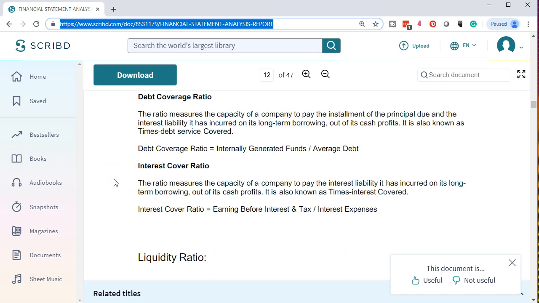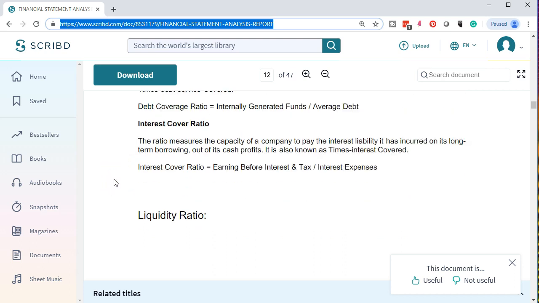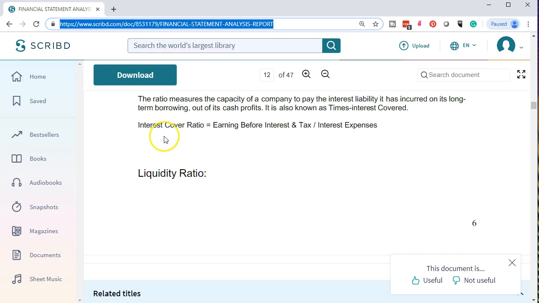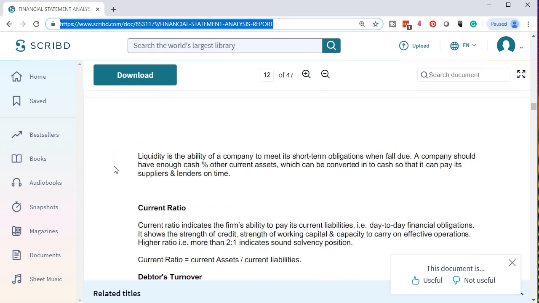Here's the formula. The interest covered ratio. The ratio measures the capacity of a company to pay the interest liability it has incurred on its long-term borrowing out of its cash profits, also called the times interest covered.